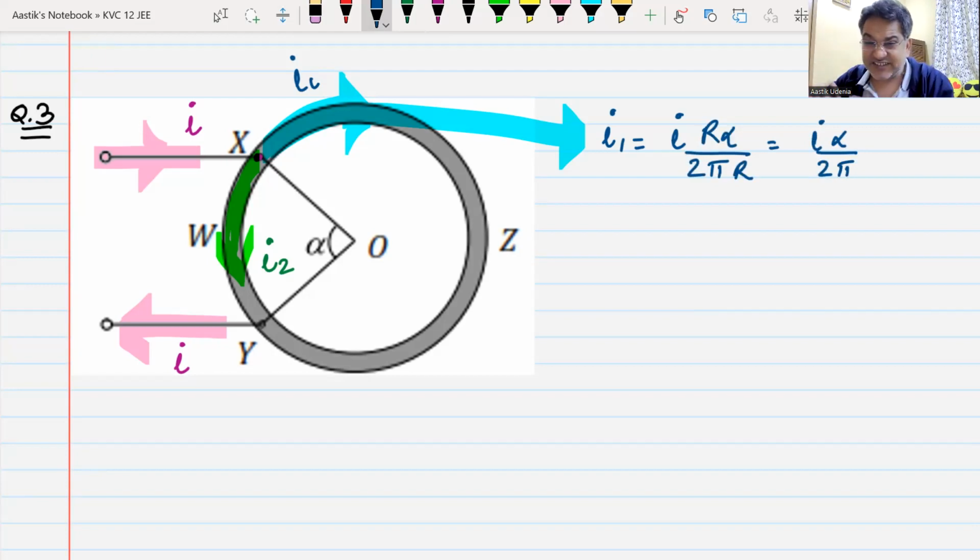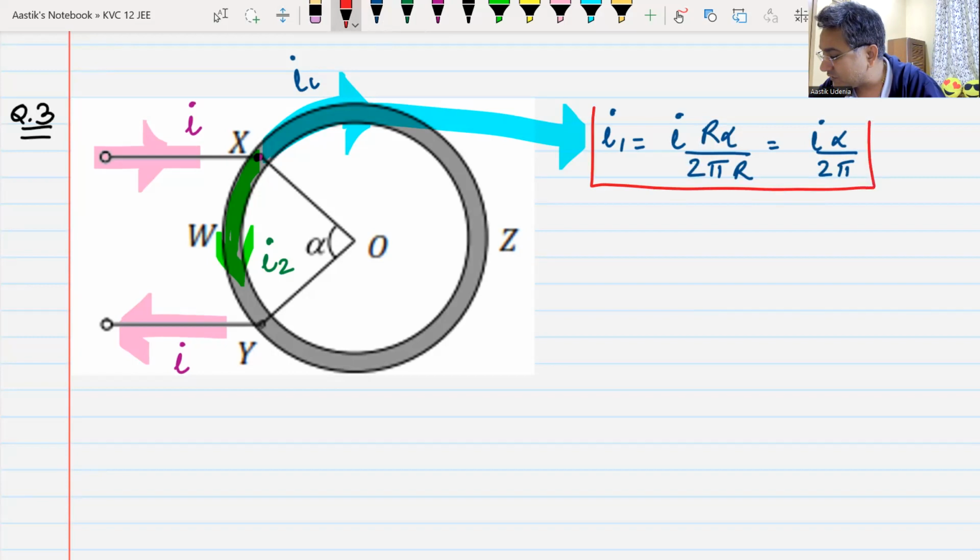It is a larger section, but it has smaller current. Do we understand this? Why it is smaller? Because current divides in inverse ratio of resistance. Do we understand this, everyone?